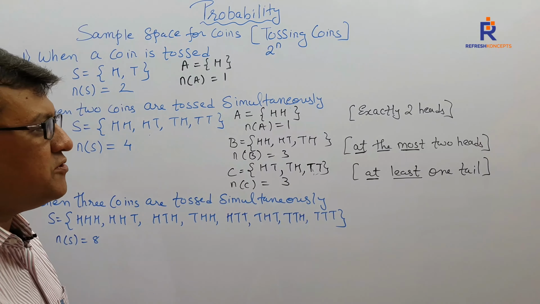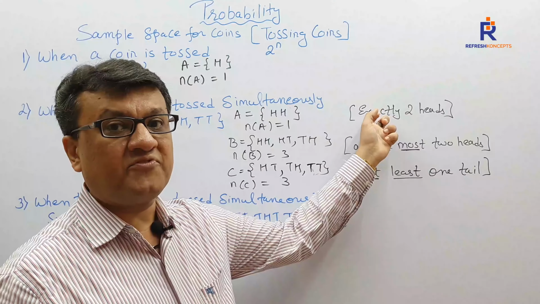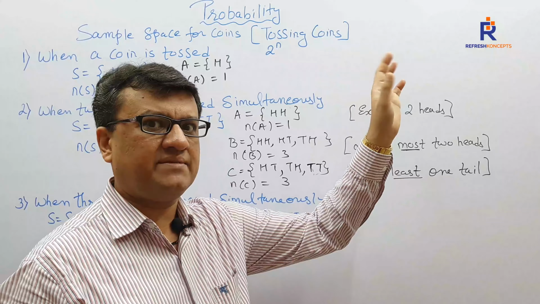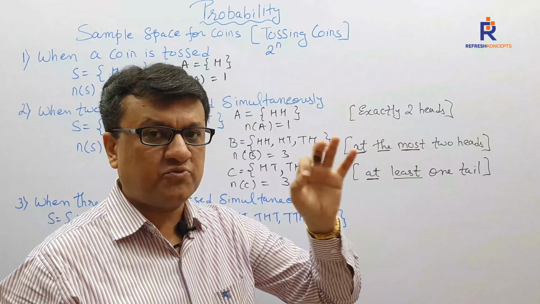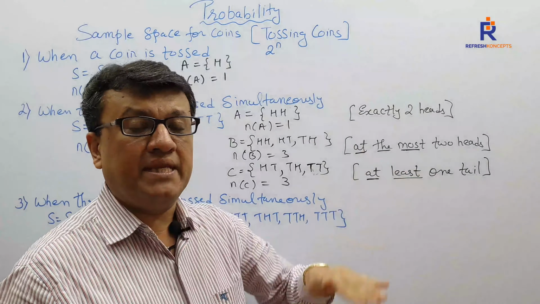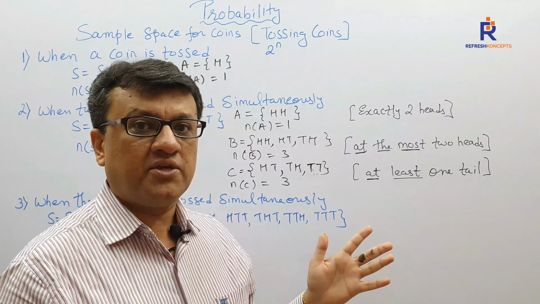So children, I just wanted you all to pay attention and emphasize on these words exactly. That means you have to give the same number. At the most means maximum to maximum, that should be there. Minimum to minimum is what you have to calculate from your side. At least means minimum to minimum should be there. Maximum is what you need to calculate from your end.